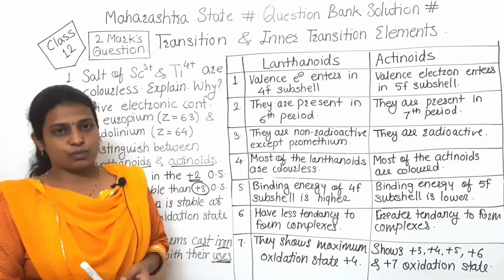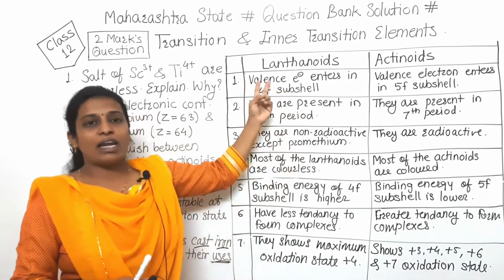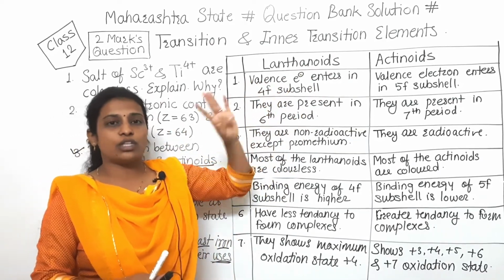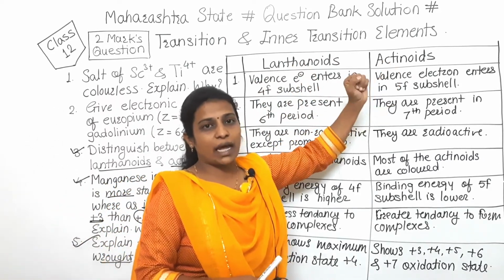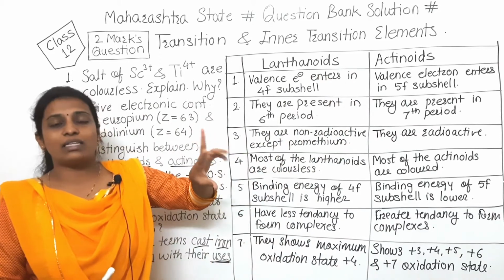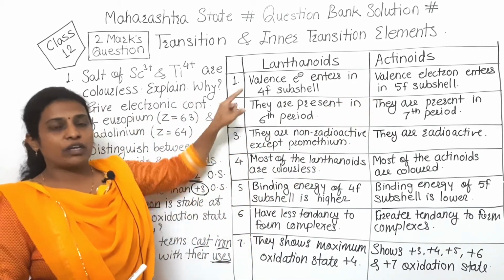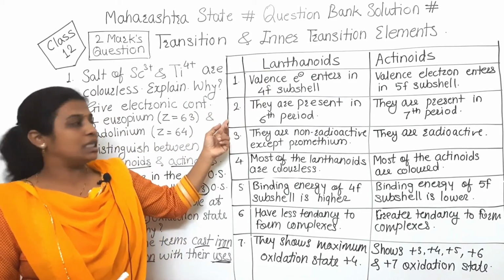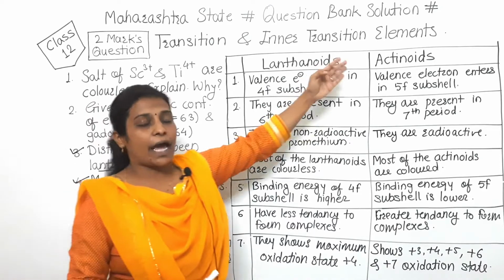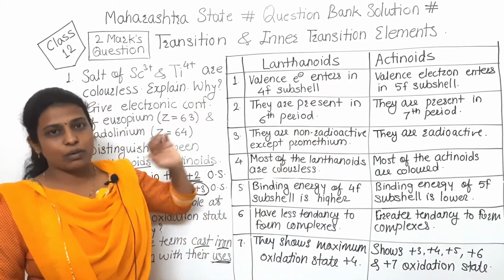So what are the difference points? See, first, if we consider lanthanoids and actinoids, the valence electron enters the 4f subshell in the case of lanthanoids. What about the actinoids? In the case of actinoids, the valence electron enters the 5f subshell. Next point, if we consider their position, the lanthanoids are present in the 6th period, while actinoids are present in the 7th period. So we have discussed this one.